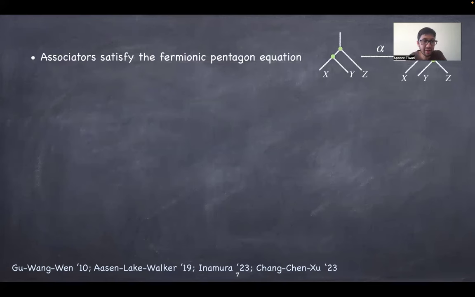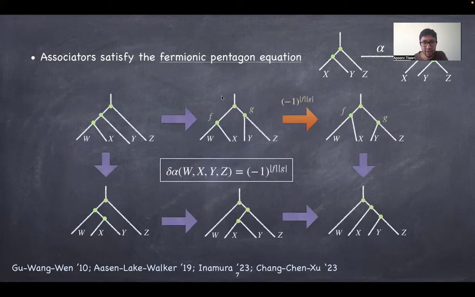Additionally, as in usual fusion categories, there are associators. However, these associators have to satisfy a variant of the pentagon equation, which is the fermionic pentagon equation. It looks much like the bosonic one, except there's this extra isomorphism, which is implemented when you move the F morphism across the G. So you pick up this sign. And the super pentagon equation has this form.